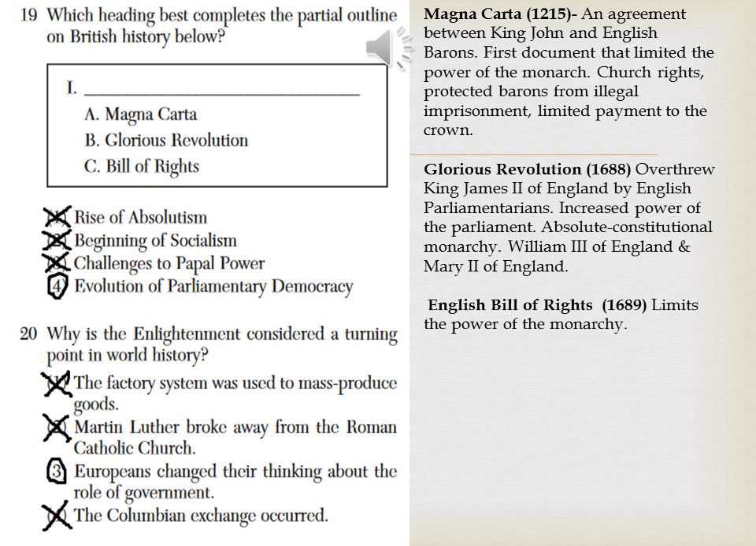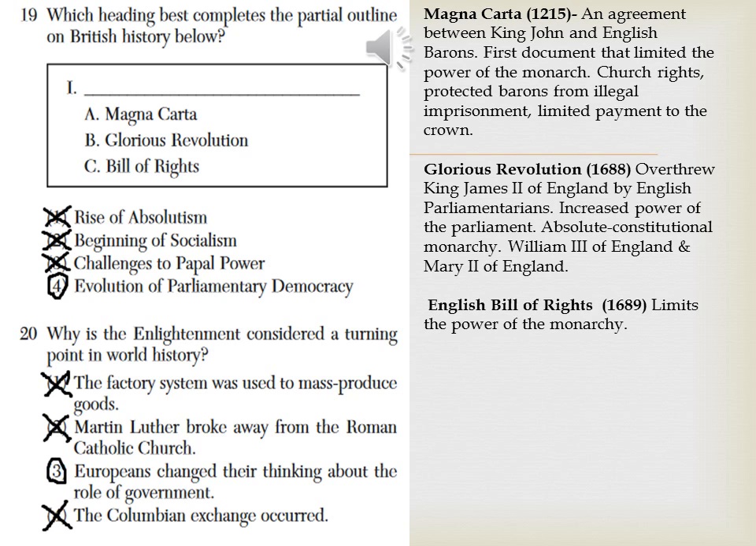So, is it 1, the factory system was used to mass produce goods? No, that's the Industrial Revolution. That's when you're talking about the 19th century. It started in England because they had an abundance of coal and iron, abundance of natural resources. So it has nothing to do with the question. We can cross that one out. Is it 2, Martin Luther broke away from the Roman Catholic Church? We just talked about it earlier. And it's the Reformation, but it has nothing to do with this question.